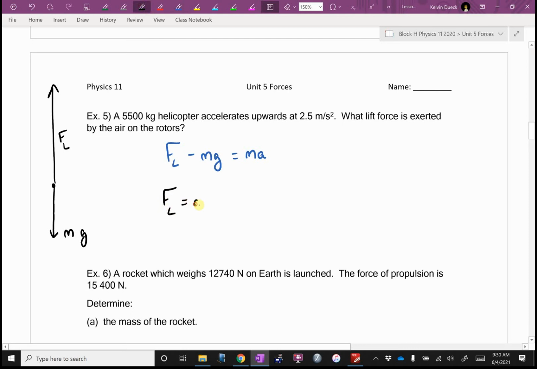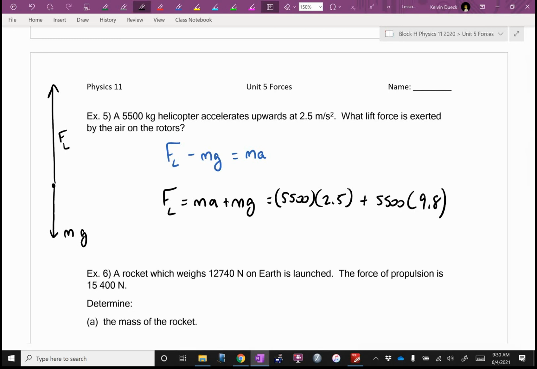So no swappy dance this time. 5,500 times 2.5 plus 5,500 times 9.8. And again, in this unit, we're not putting in a negative 9.8. We took care of that. If you're wondering where the negative is, right there. It's in front of the m. That's where we got the negative 9.8 in when we needed it.